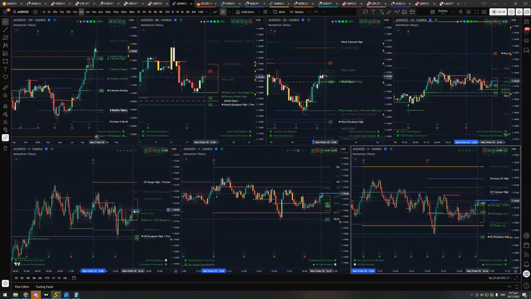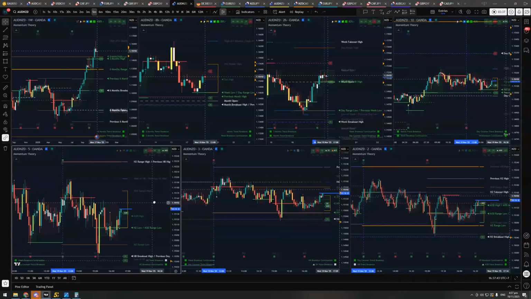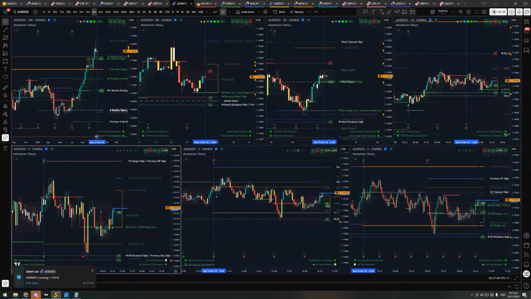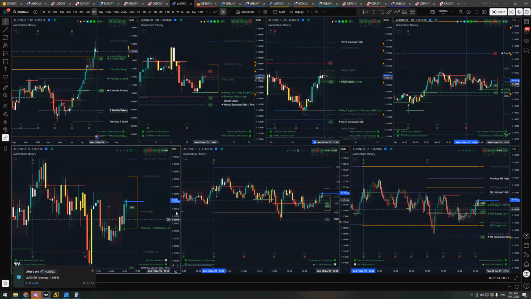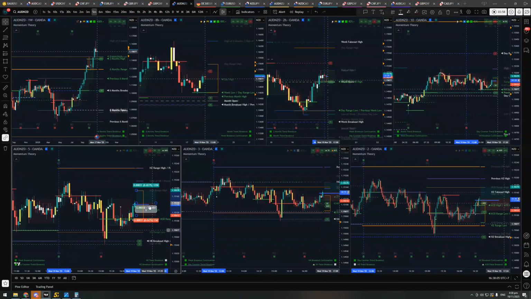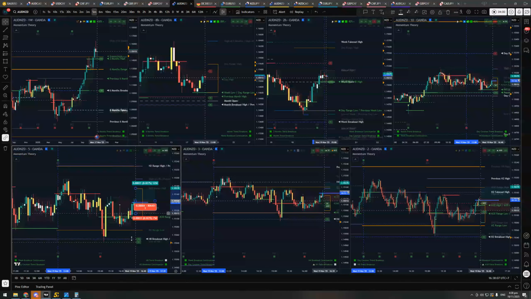So just waiting for price to get above here, 10-second, 15-second closures above. Okay, got it. 10-second close, did not close above. Looking at the timer here. Okay, got in. Keeping my stops far away from that range or at the edge of that range.